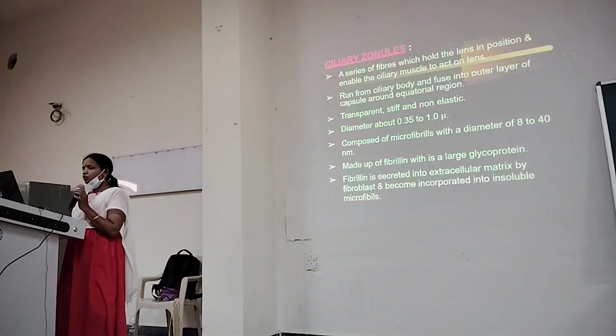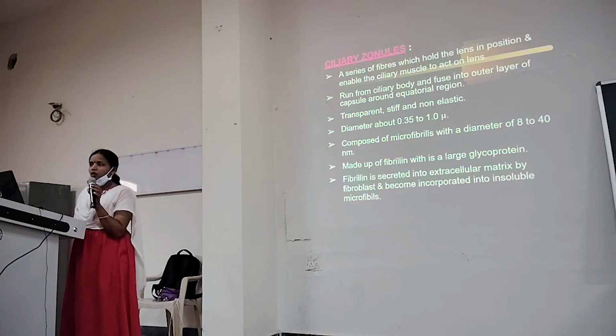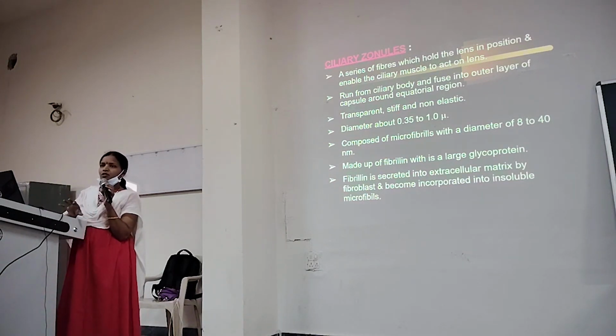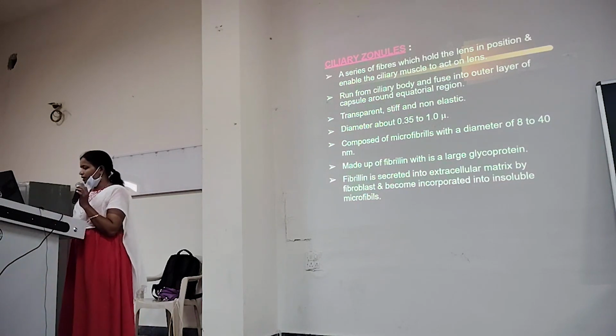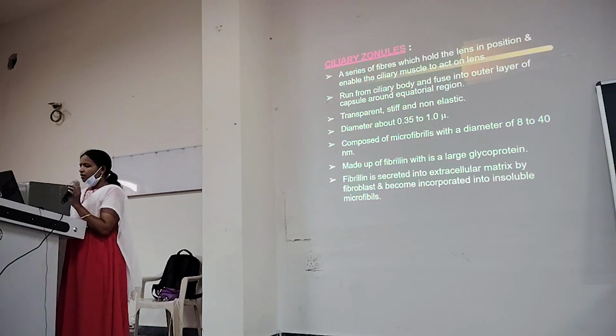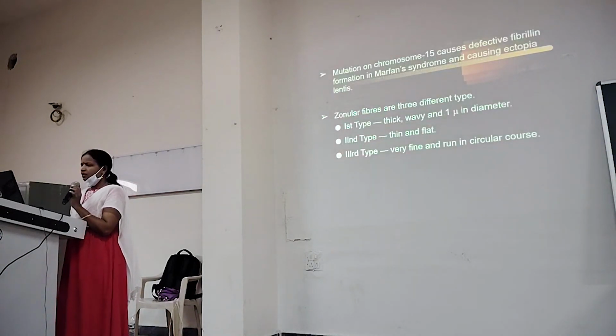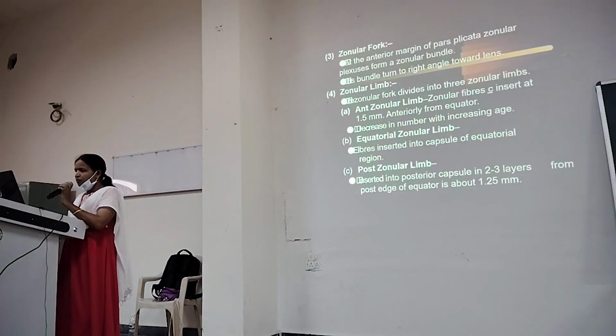Coming to ciliary zonules, as I told you in the first picture, these are the zonules coming from the ciliary body which hold the lens in position in the patellar fossa. These are microfibrils. They arise from the ciliary body and ciliary processes also. They are also transparent. They are made up of fibrillin. And there are 3 types of fibers according to their arrangement. I'll show you the picture.